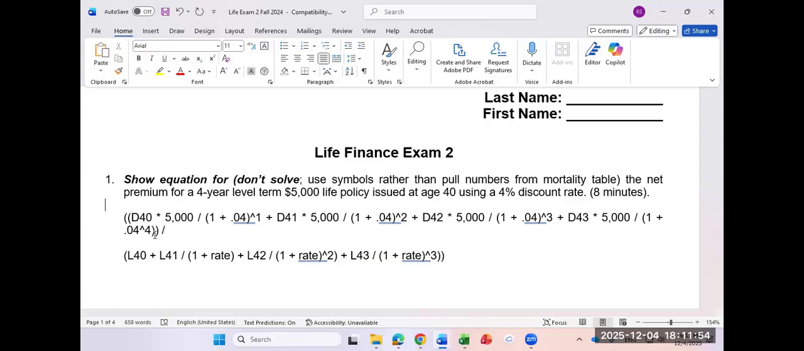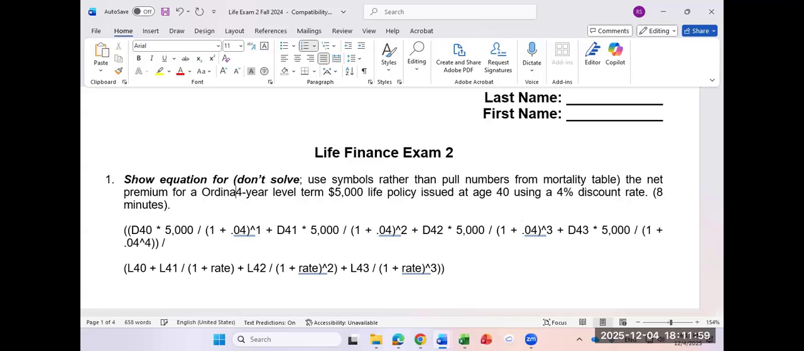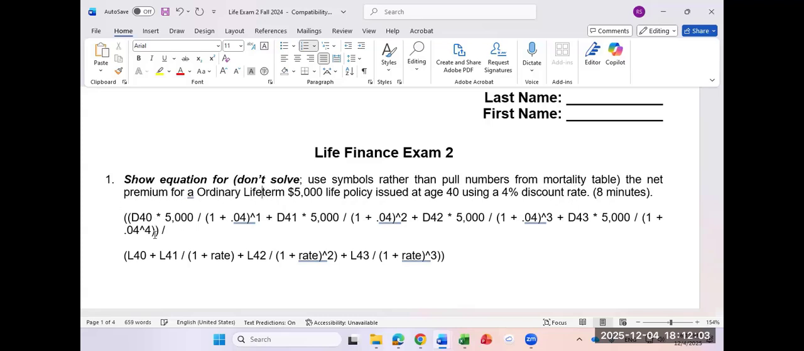What if I change this to ordinary life? Issued at age 96. What would we change here? It's the exact same formula, isn't it? All we have to do is change what? 99. Yeah, 96. Everything else is exactly the same.